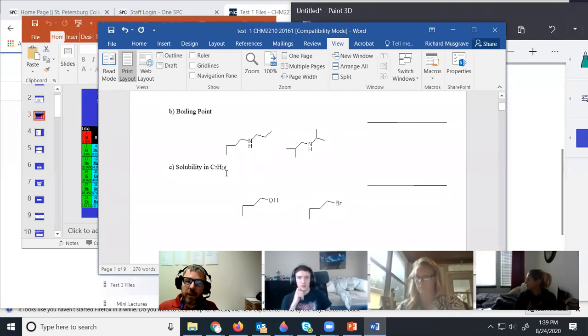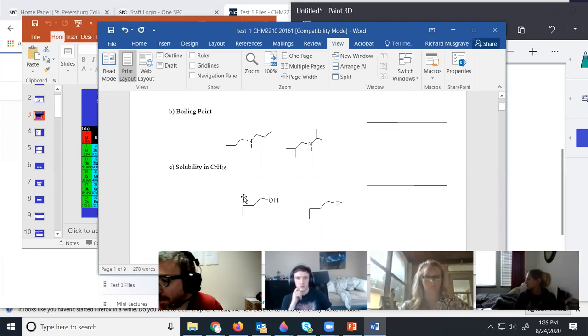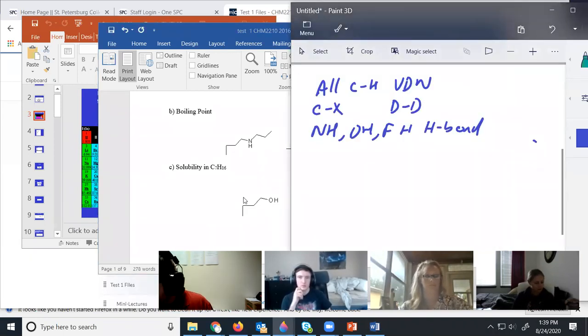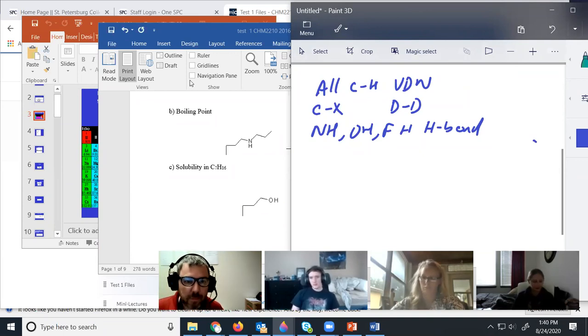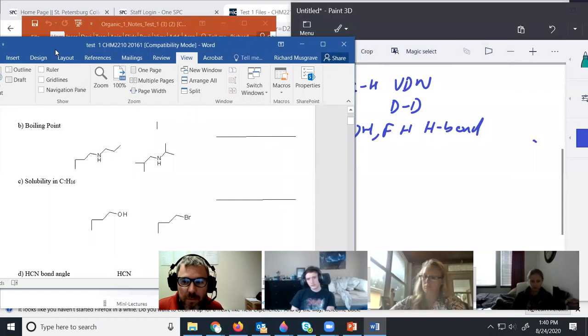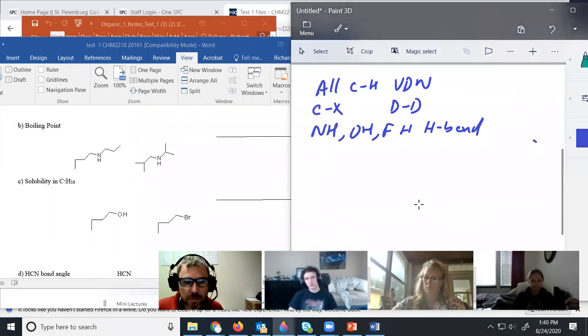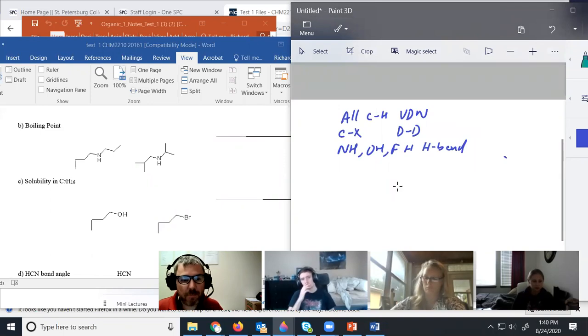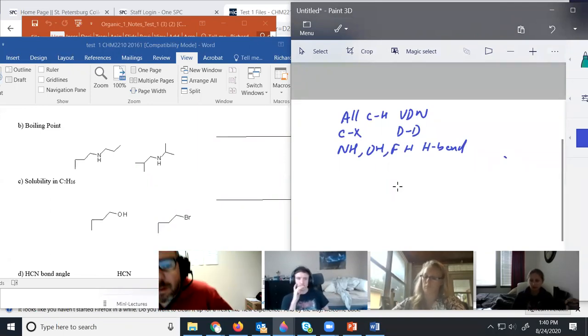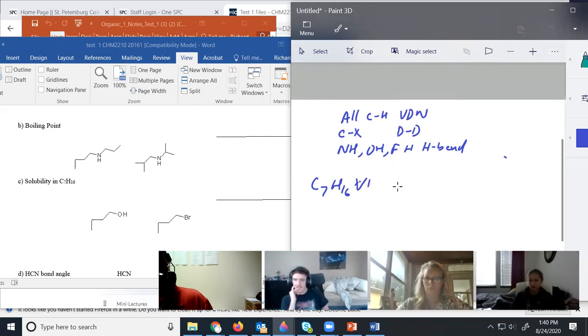For something like this one, it could be solubility in water or solubility in some kind of hydrocarbon. And we've got the hydrocarbon here, C7H16. What you want to do is, for that one, so for C7H16, we know that that's going to be van der Waals.